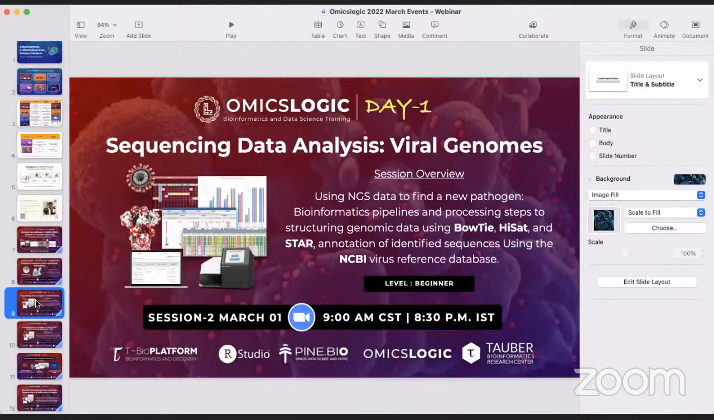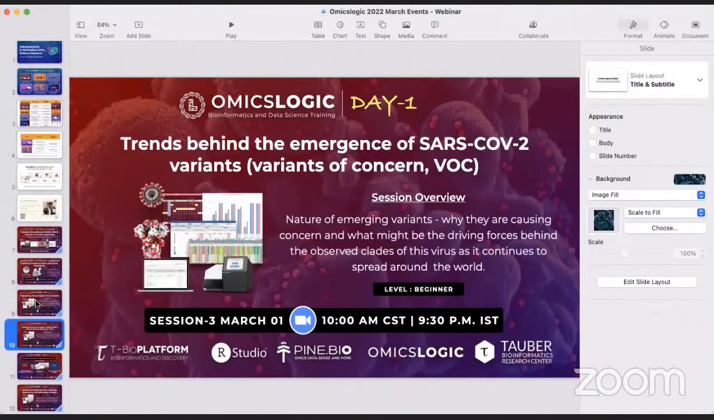Obviously, these sessions are also designed based on the level of expertise required for anyone to learn about these topics. So these introductory sessions on day 1 will be beginner level sessions, followed by an asynchronous session on day 2. After the first two sessions at 8 a.m. and 9 a.m., we will have the third session at 10 a.m.